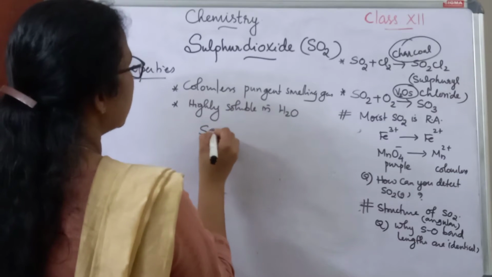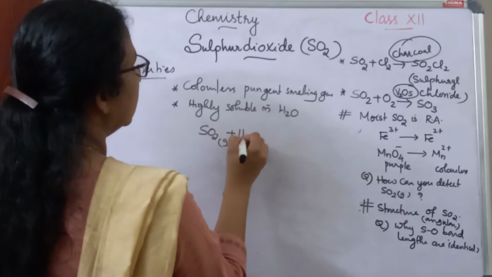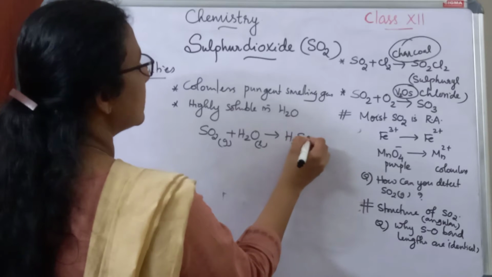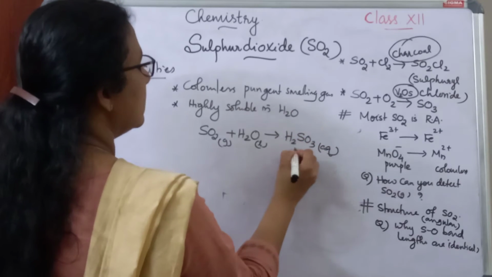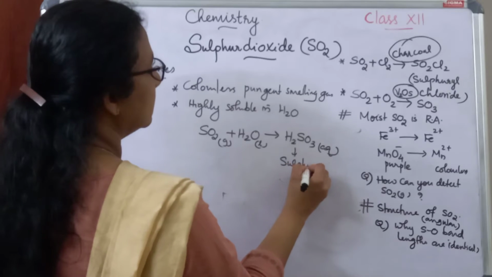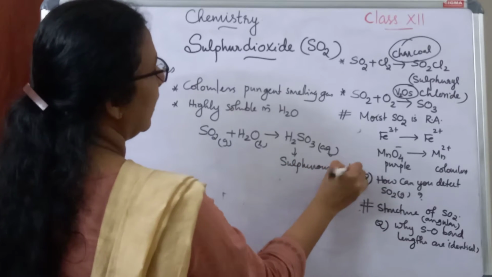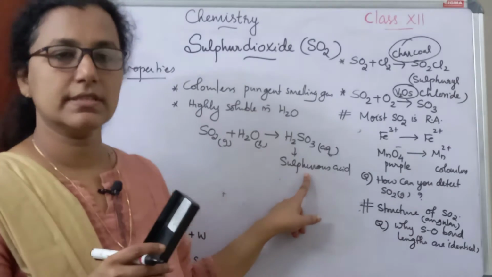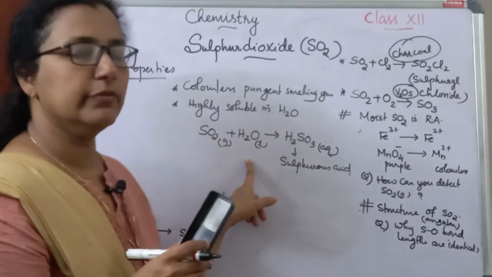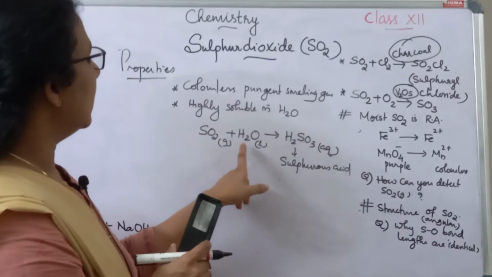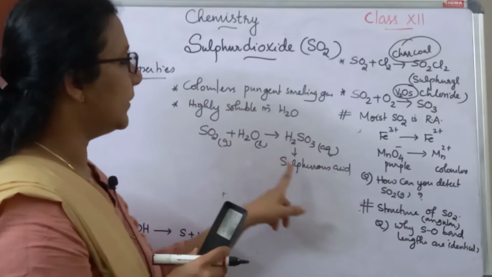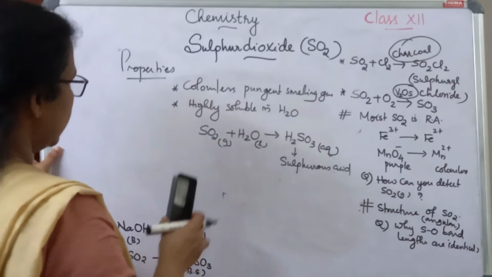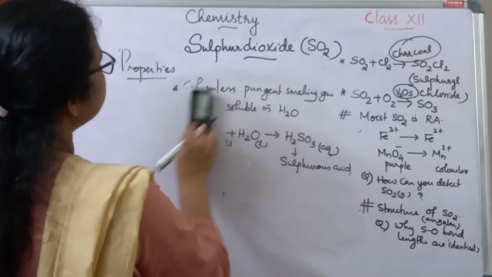We know sulfur dioxide, when dissolved in water, gives sulfurous acid, H2SO3. So this is called sulfurous acid. This is just like carbon dioxide. Carbon dioxide dissolved in water produces carbonic acid. Just like carbon dioxide, sulfur dioxide dissolved in water produces sulfurous acid. So it is highly soluble in water. Now let's see the chemical properties.